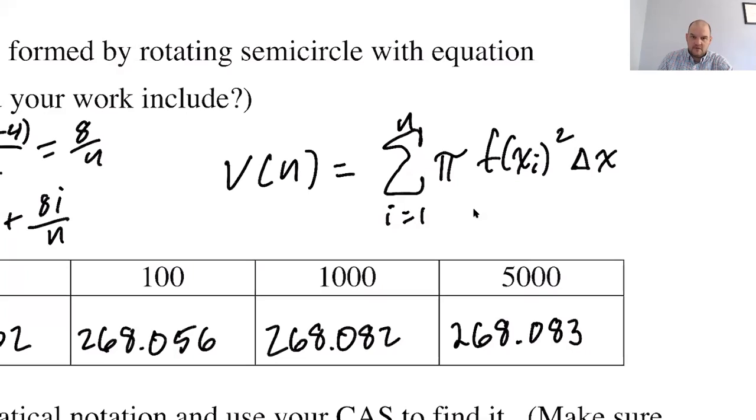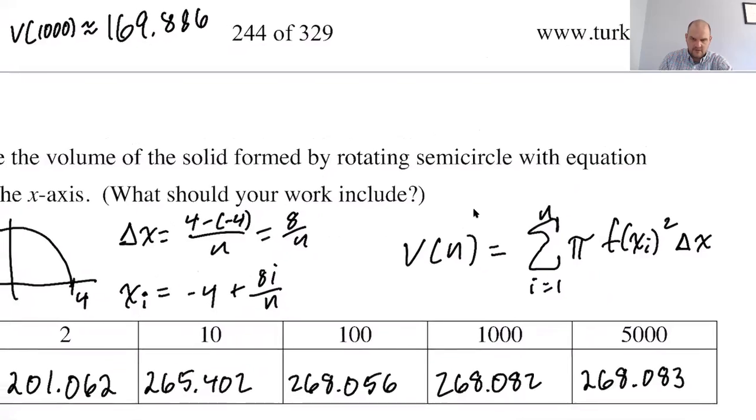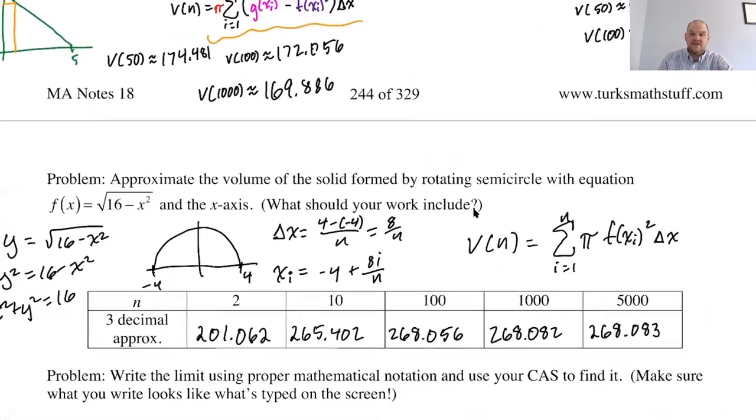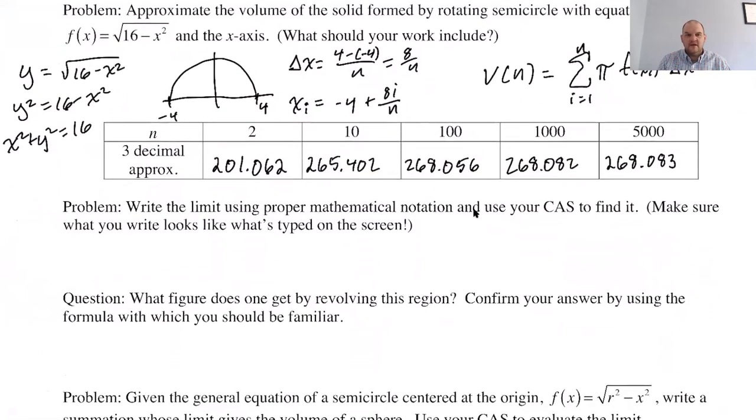Go, screen mirror, blah, blah, blah. Okay, you can see I filled in the table. And if you didn't do that already, take a second and fill that in. All right, write the limit using proper mathematical notation and use your cast. Write the limit that will give you the exact volume.